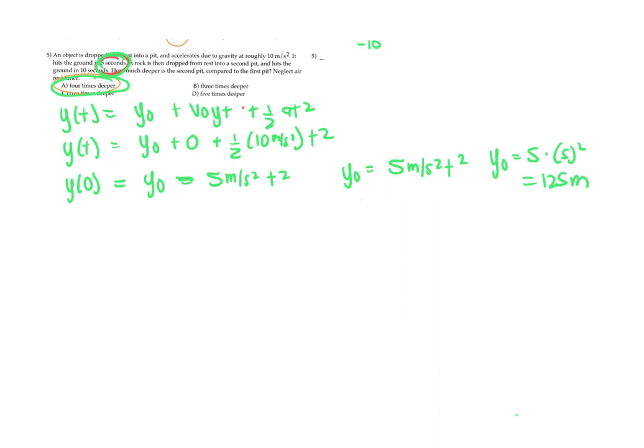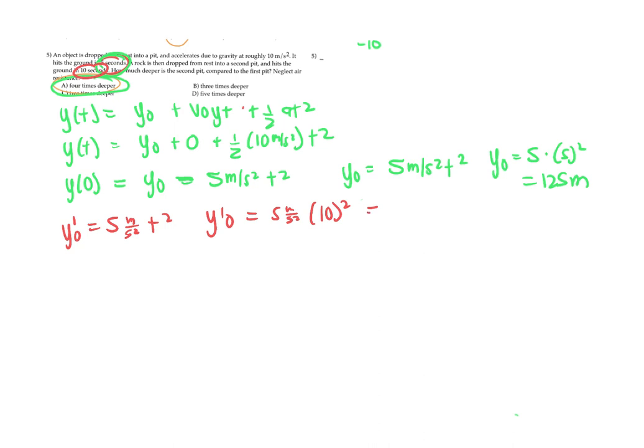Now, moving on to the second part, we can just use that same formula, y0 equals 5 meters per second squared t squared, because remember, this is the time that's different. We'll call this y prime 1. So the second t is 10 seconds. So y prime of 1 equals 5 meters per second squared times 10 squared.